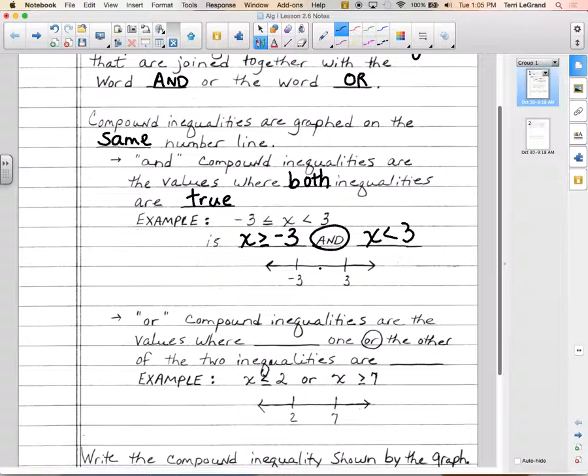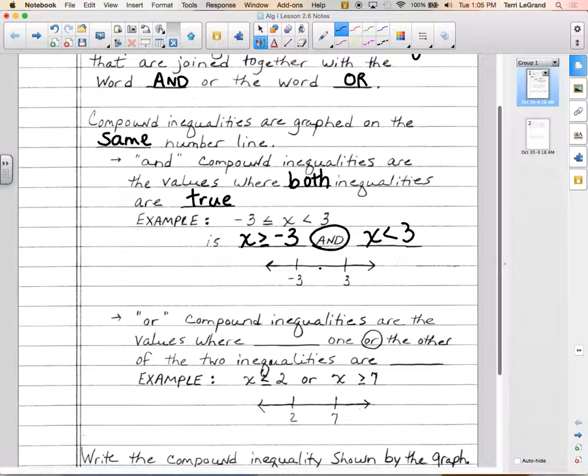Okay, now let me ask you. How about negative 3? Yeah. Is negative 3 greater than or equal to negative 3? Yes. Is negative 3 less than 3? Yep. If we can say yes to both of them, then it is a solution also.